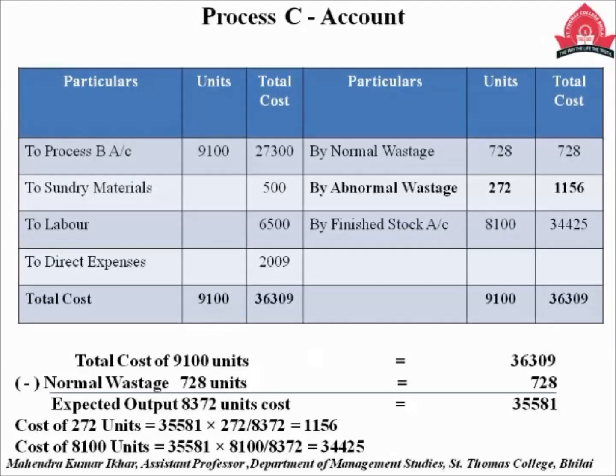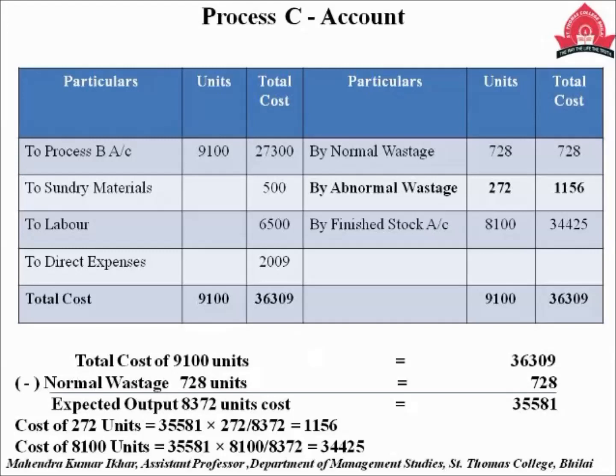Finally, you can see in the process C account, process B account is debited, and material, labor and direct expenses are also debited to process C account. Now the normal wastage in process C account is 8%, so 9,100 into 8% is total 728 units, and the cost of these units is rupees 1 per unit. So units 728 and the total cost is also 728 into 1, 728 rupees. Here after deducting 728 from 9,100, expected output is 8,372 units, but the actual output, which is credited as finished stock account, is 8,100.